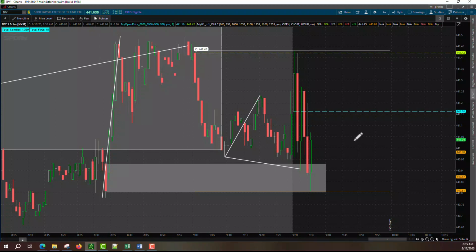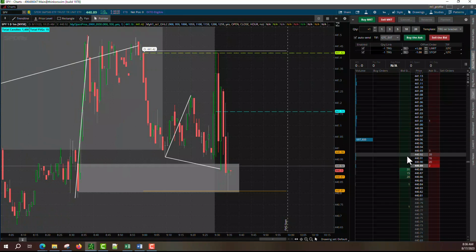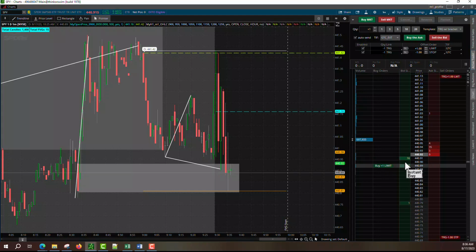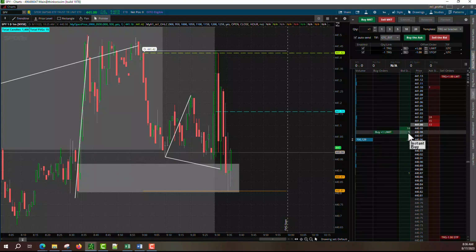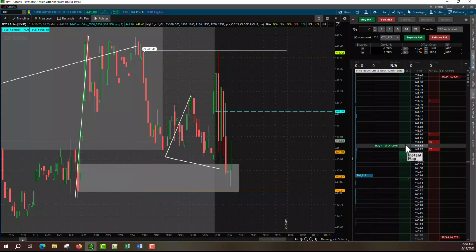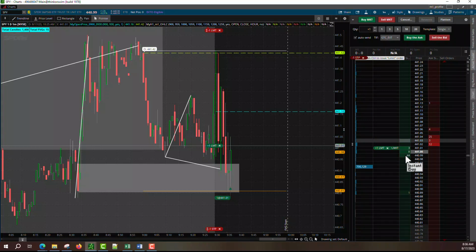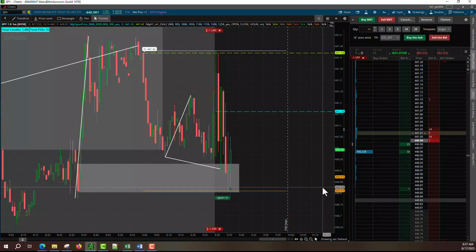Order block, fair value gap, retest. I think let's go in. Go in and buy it. So it's still above this order block. Buy it. So we buy it.